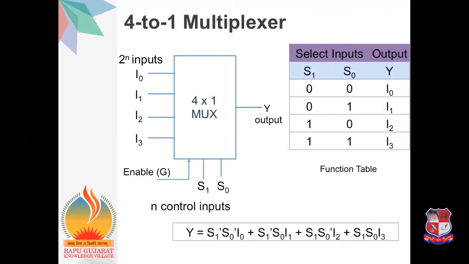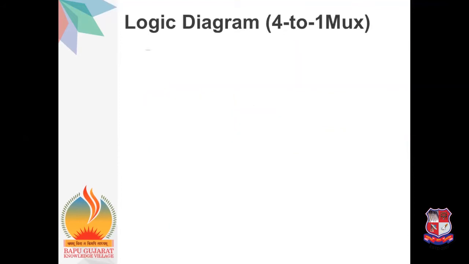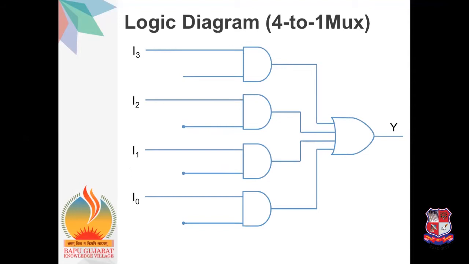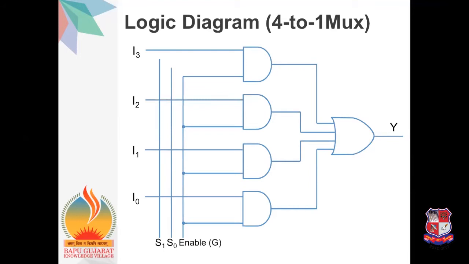Let's see the logic diagram for the 4 to 1 mux. So here the 4 to 1 mux has 4 AND gates. All the outputs of the 4 AND gates are ORed with a single OR gate, which gives the final output Y. Here the 4 inputs are provided, and the 2 selection lines S0 and S1. Different values for all the inputs are provided based on the selection lines S0 and S1 values.